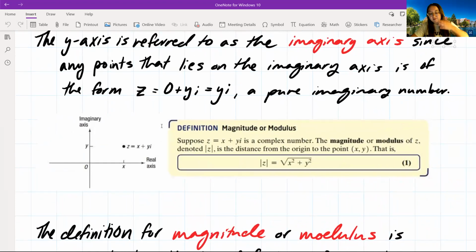All right, definition, we have a magnitude or modulus. So suppose z equals x plus yi is a complex number. The magnitude or modulus of z, denoted as z within absolute value bars, is the distance from the origin to the point (x, y). That is, the magnitude or modulus of z is equal to the square root of x squared plus y squared.